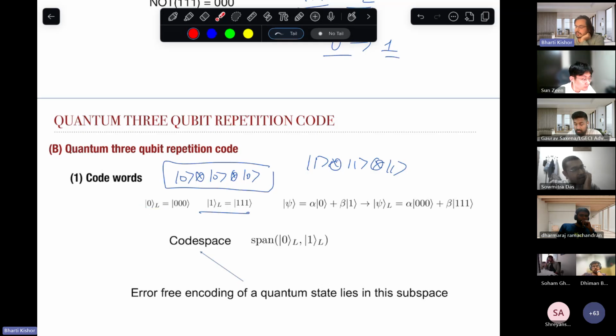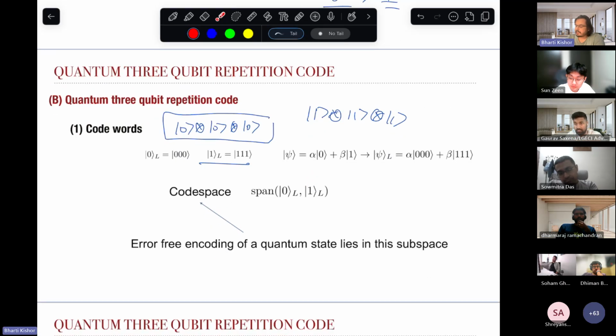But in the quantum case, what happens is that we have superpositions of this 0 and 1 state. So you have psi, which is alpha 0 plus beta 1, and its encoding will be alpha 000 plus beta 111. So that's what the encoding of a general state alpha 0 plus beta 1 looks like in the quantum case.